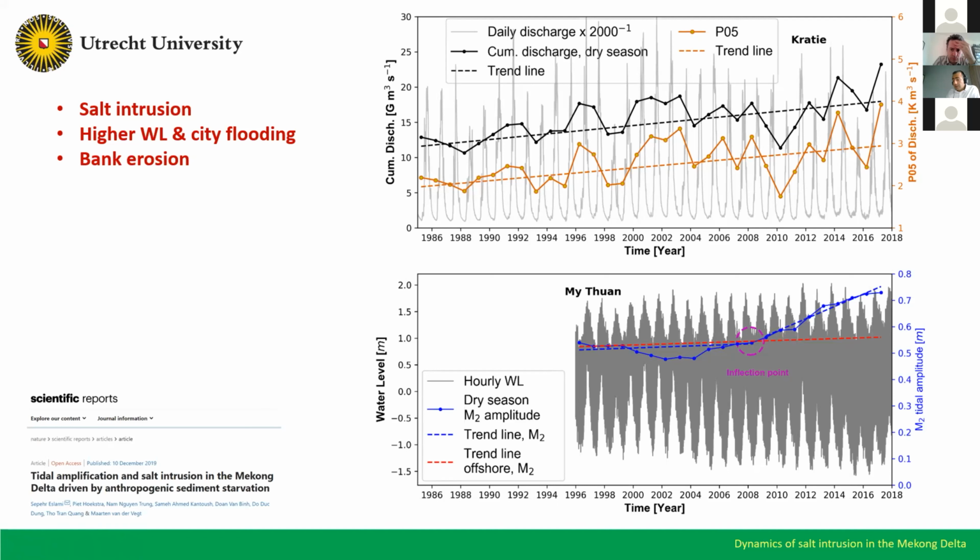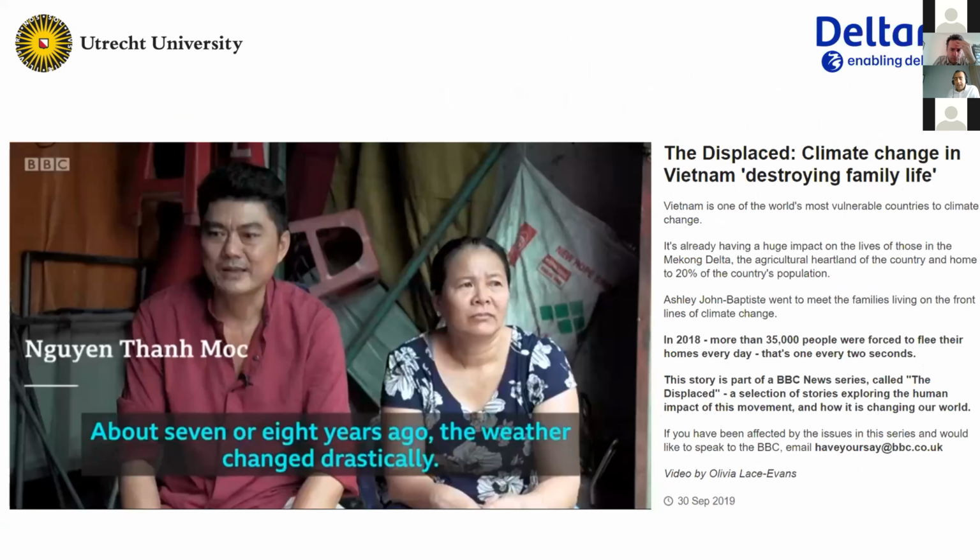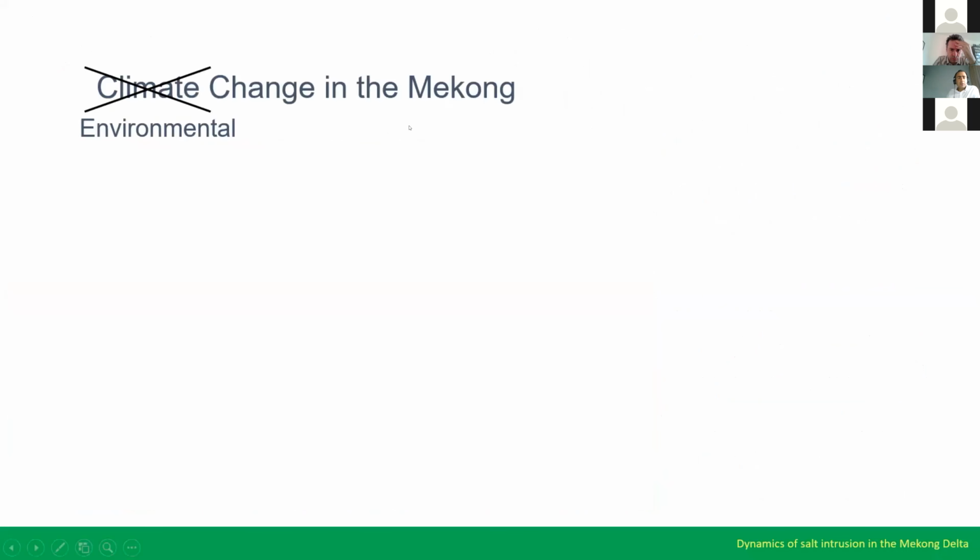And that coincides exactly with that 7, 8 years ago when the weather drastically changed, and with the perception of the local family that had to leave their home in the Mekong Delta. So that's interesting, in that for us, that's the key to understanding what has been the driver of salt intrusion in the delta. The changing tide is the key to understanding all of that.